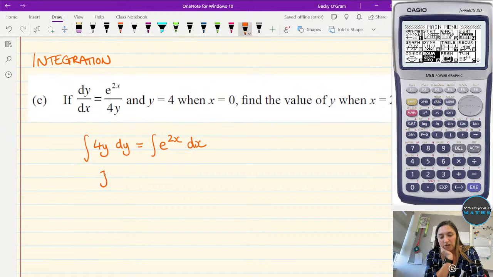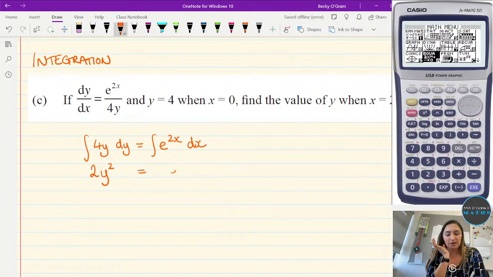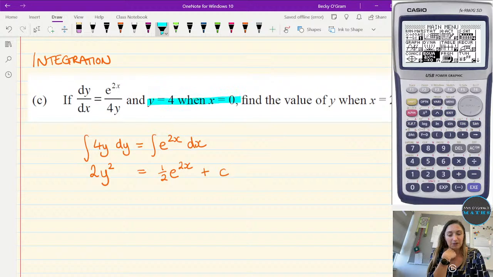Now integrating y, we're going to raise the power by 1, so that's y squared, and then divide by the new power. 4 divided by 2 is 2. If we integrate e, the e function itself stays the same, but we need to divide by the derivative that's inside of it. So this time we're dividing by 2, so we've got a half, and then of course we've got a plus c.